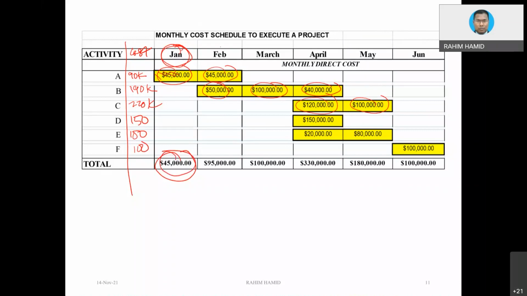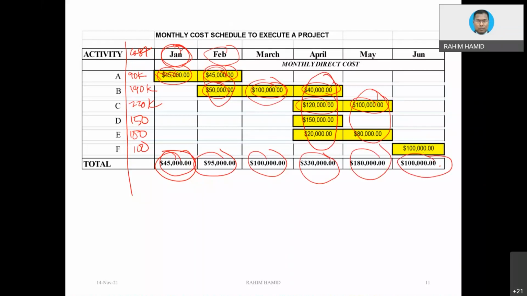And February, look at the yellow in the bar chart that is available, meaning to say there are two activities going to take place. Half of A will be done in February, and then a portion of B will be done in February as well. So you add those values, you will get 95. And March, only this portion of the work, equivalent to 100. And then April, this portion of the work, if you add all of them up, you get 330. And then May is basically you add two activities, 180. And then lastly is basically 100,000.